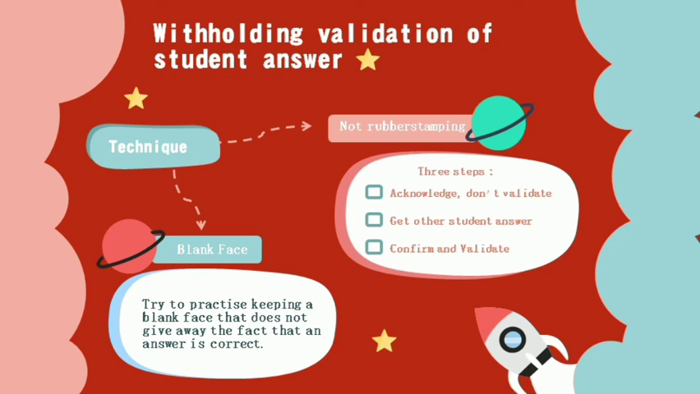So there are 3 steps to train yourself to hold back the rubber stamp when you ask a question. The first is acknowledge but don't validate. When a student answers, thank them or nod to acknowledge their answer, or say something non-committal such as interesting, but don't give any response as to whether it is good or correct.